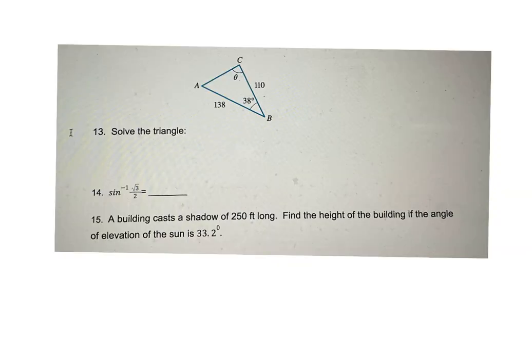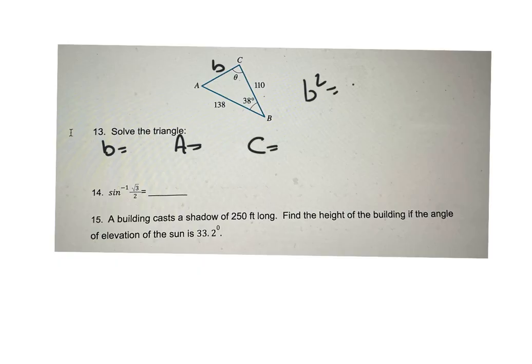Number 13, solve the triangle. Trying to see if we can do law of sines there. I don't think we can. So what I've got to do is find little b. I'm looking for little b, big A, and also big C. So I've got to find little b first. B squared, this is law of cosines.